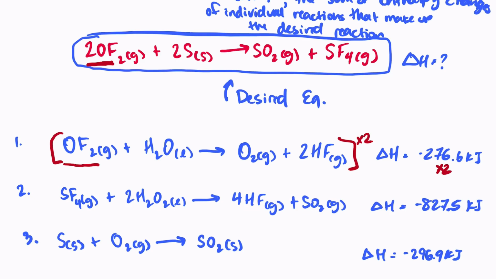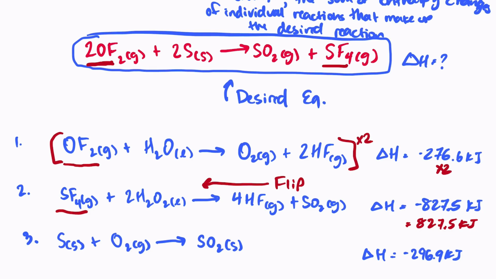In the second equation, we have sulfur tetrafluoride, but it is on the product side of our desired equation. So we're going to have to flip this equation. We need the products to be on the reactant side and the reactants to be on the product side. Whenever you flip an equation when using Hess's law, that changes the enthalpy value to the opposite sign. Here we have an enthalpy change of negative 827.5, so when we flip the equation, the enthalpy change will be positive 827.5.